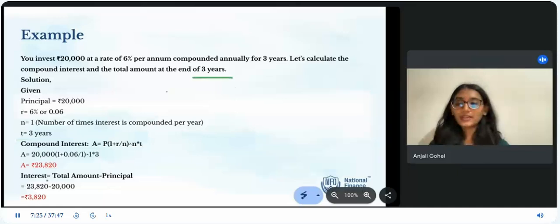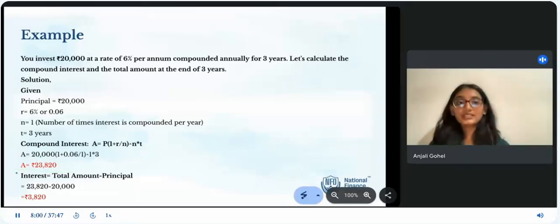Alright, so 20,000 into 1 plus 0.06 divided by n, which is how often it's compounded, right? If it was quarterly, then I would divide this by 4, to the power of 1 into 3. n is 1 here, t is 3. So I would just put all the numbers here and calculate that. That will give you a total amount of 23,820 at the end of 3 years.